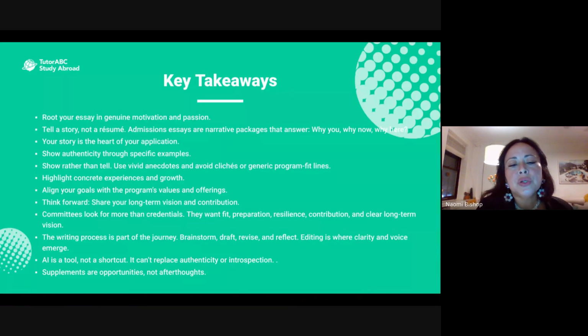AI is a tool, not a shortcut. It can't replace authenticity or introspection. And supplements are opportunities, not afterthoughts.